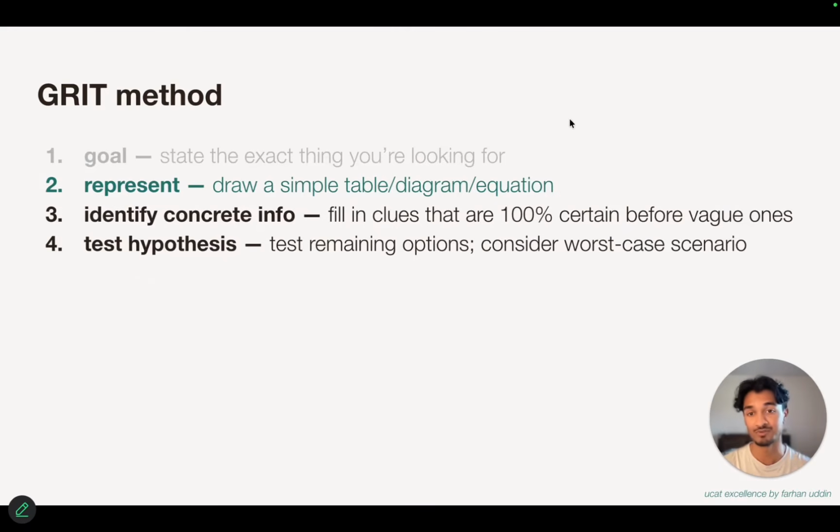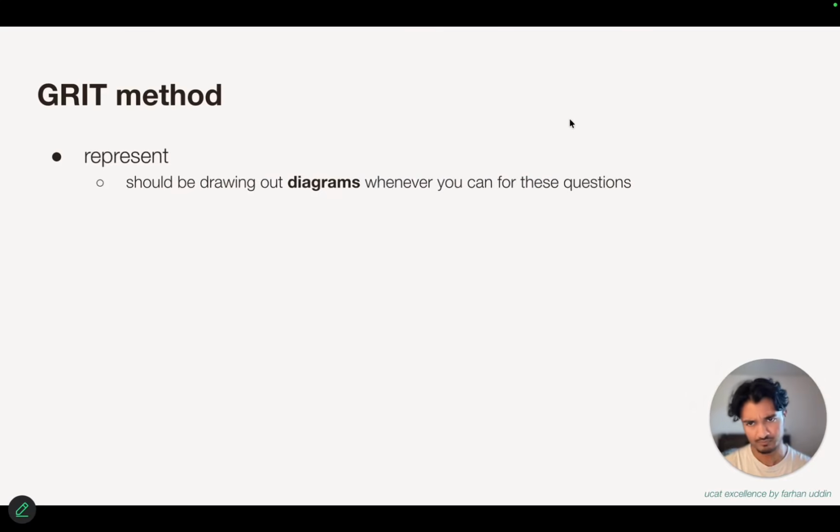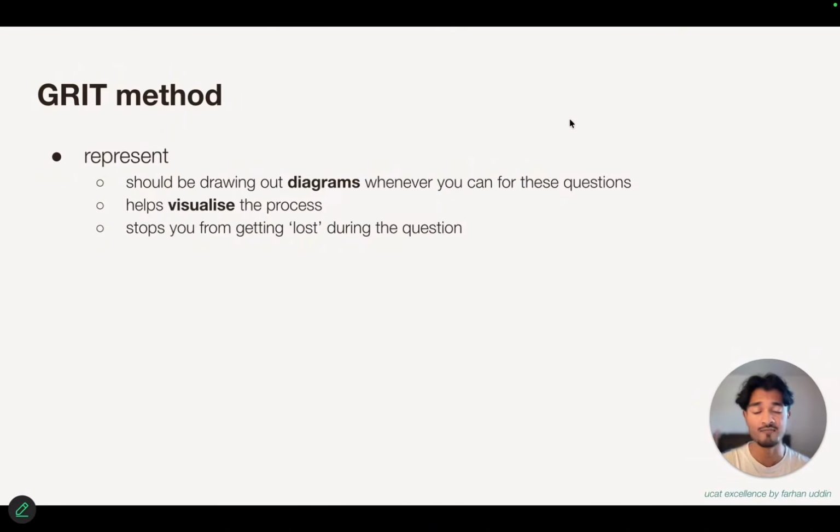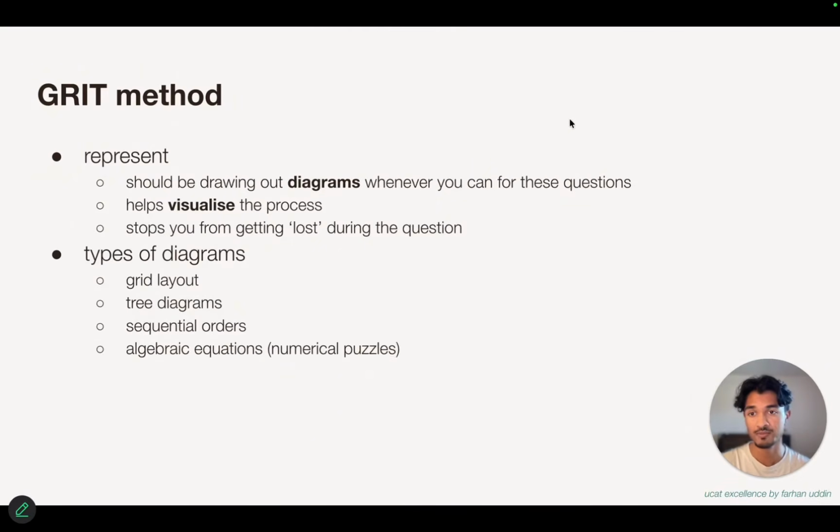Next is to represent, to draw a simple diagram or a table. So look, you should be drawing out diagrams whenever you can for these questions. It helps you visualize what's going on and it stops you from getting lost during the question. The types of diagrams that I like to draw out are grid layouts, which I'll demonstrate for you in the questions, tree diagrams, sequential orders, and sometimes even algebraic equations when it comes to more of the numeracy-based questions that we'll go through later on in the video as well.